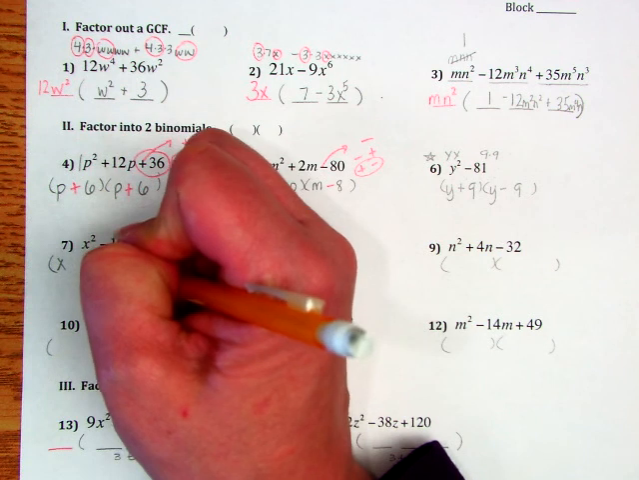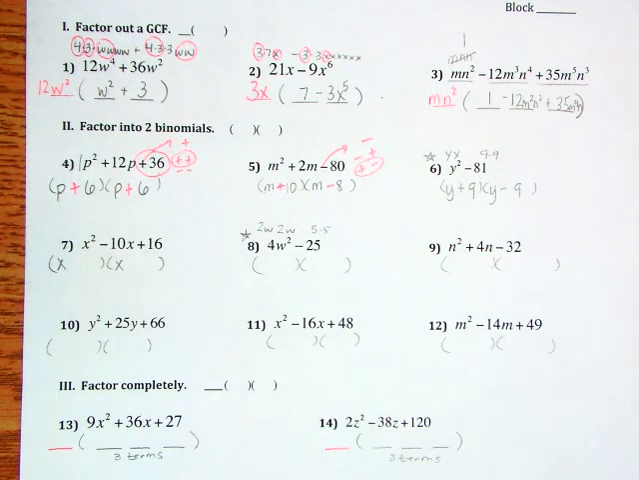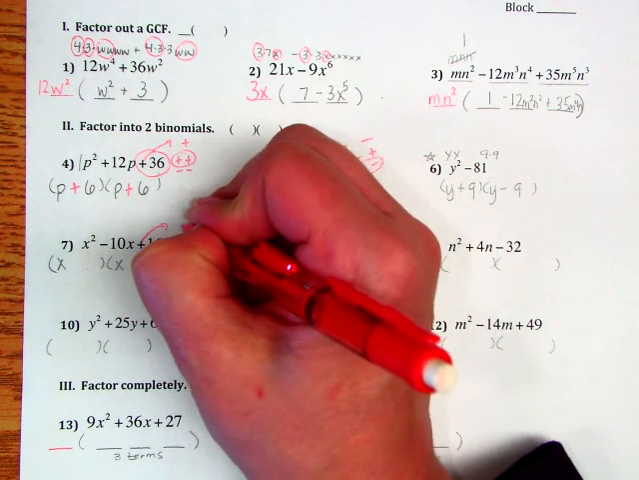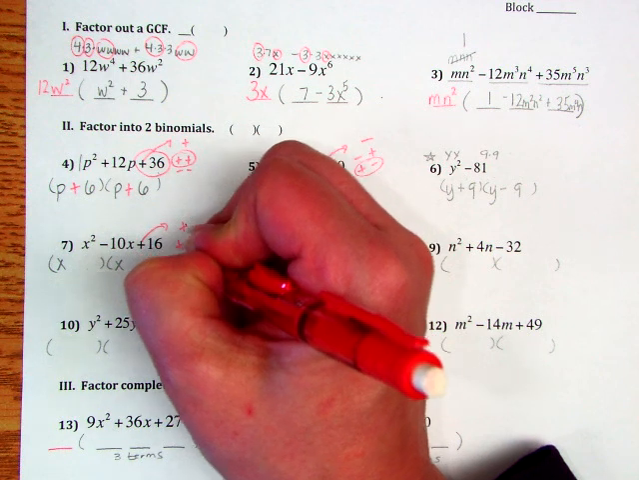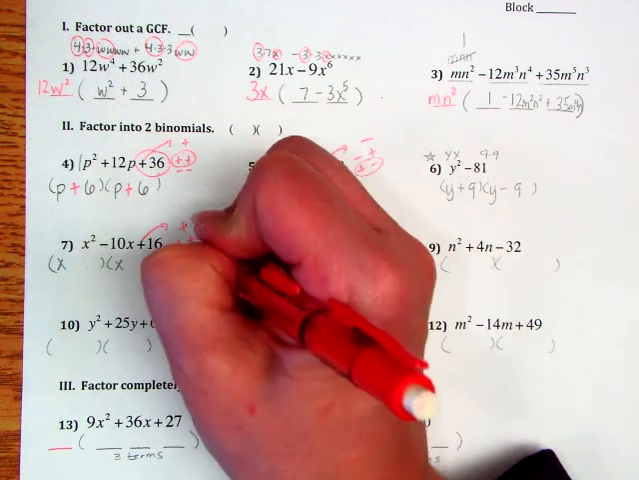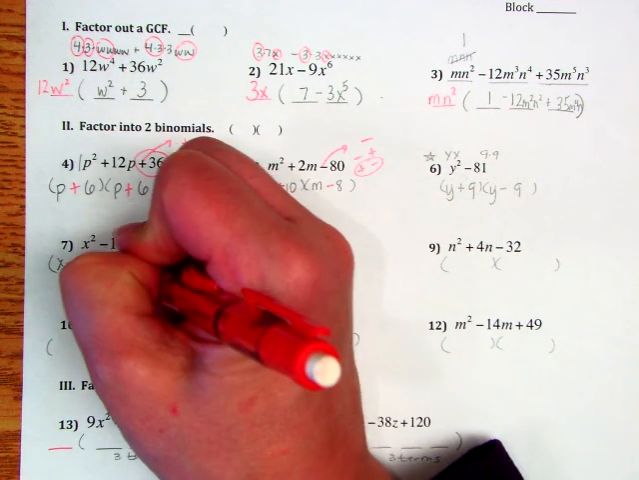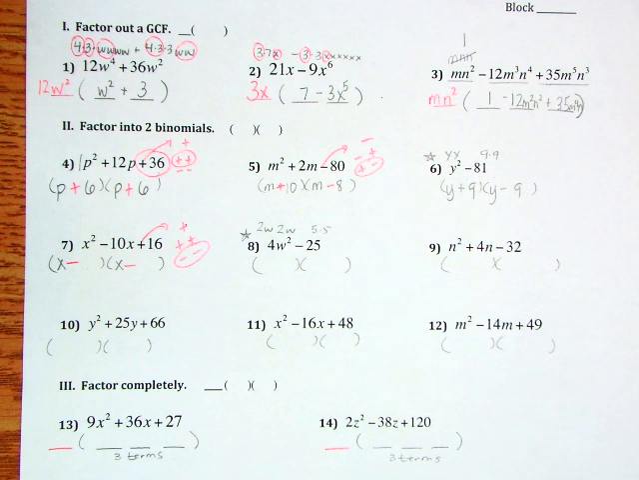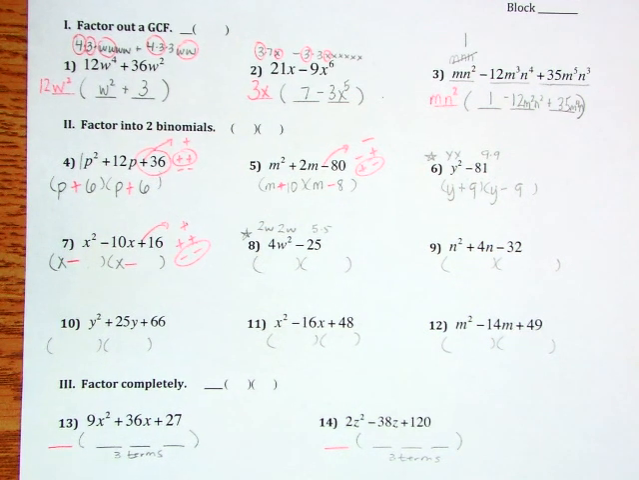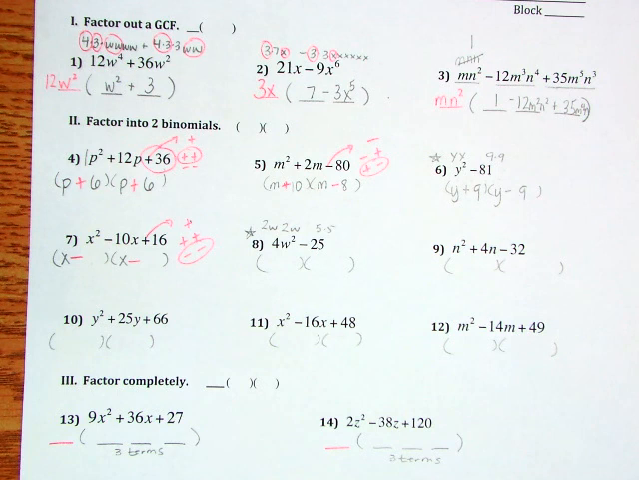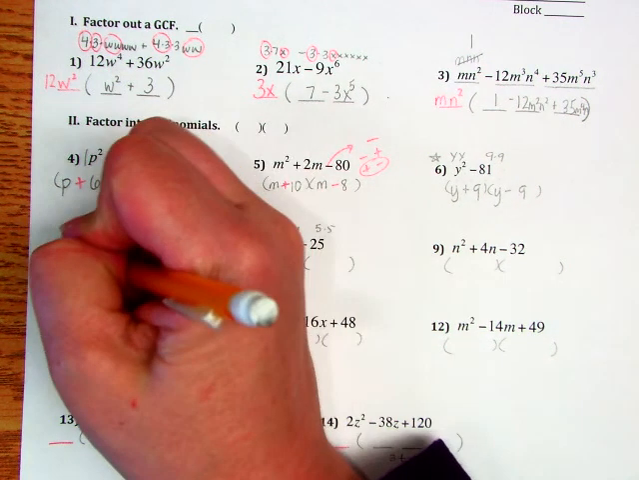Number 7, x and x, setup. The plus at the end tells me it's either plus plus or minus minus. Turns out it's minus minus because the second sign is a negative. What 2 numbers multiply to give me 16, but add to the number 10? That's going to be an 8 and a 2.